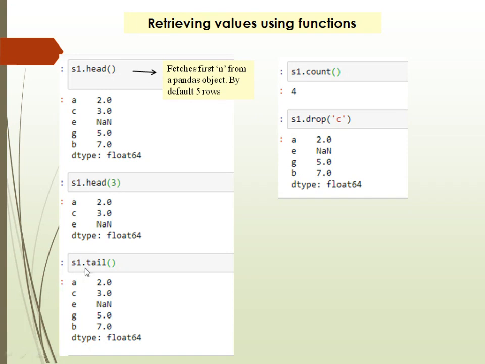Now we'll see tail. Tail means starting from the lower side, from the bottom. So if I write s1.tail, it will display the last 5 values. And by luck, my last 5 values are the same as the first 5 values. So don't get upset. Clear?